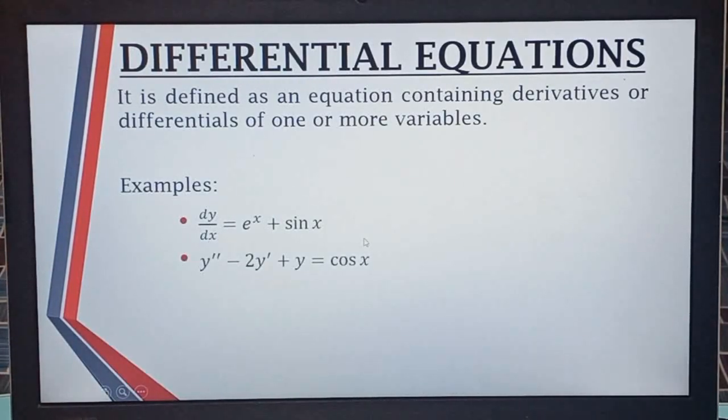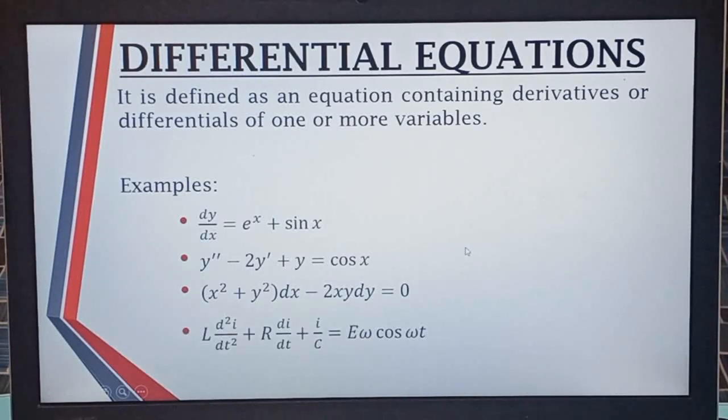Another example is y double prime minus 2y prime plus y equals cosine x. This is also considered a differential equation because of the y double prime, which means the second derivative, and the y prime stands for the first derivative. Next example is the quantity x squared plus y squared multiplied by dx minus 2xy dy equals 0. Also considered a differential equation because of the dx and the dy.